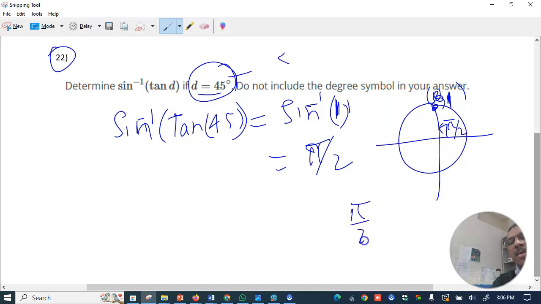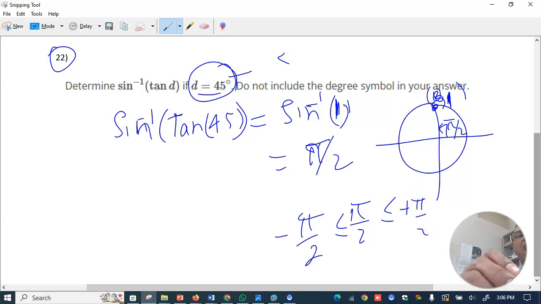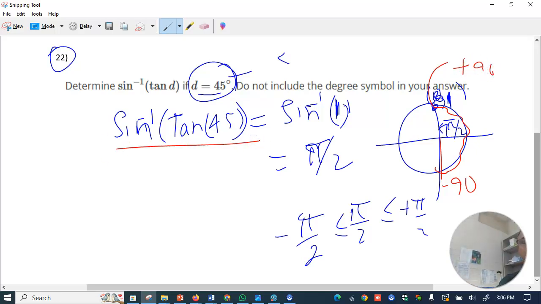And this pi by 2 is between minus pi by 2 and plus pi by 2, correct? Because it is the arcsine, this is the arc that we use, from minus 90 until plus 90. So I hope that helps to do this kind of question. Let's move on and do the little difficult questions.